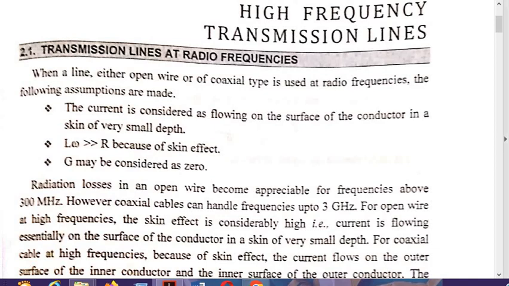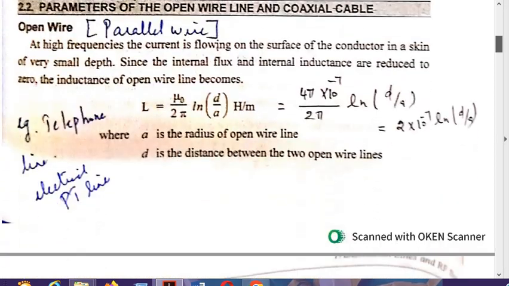So what are the parameters we are going to see on the open wire line and coaxial cable? First we are going to see open wire. Open wire, we can call it a parallel wire, or a two-wire system. At high frequency, the current is flowing on the surface of the conductor in a skin of small depth, so the internal flux and internal inductance will be reduced to 0 here. What are the parameters we are going to see here? Inductance and capacitance.